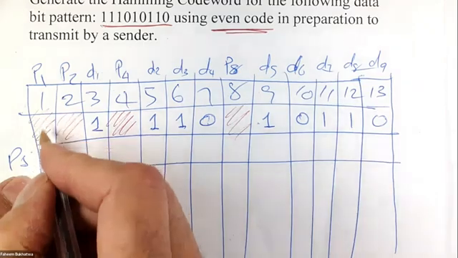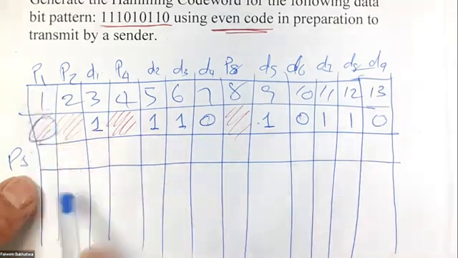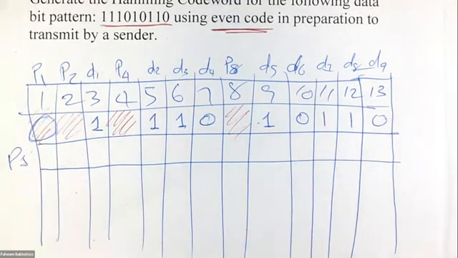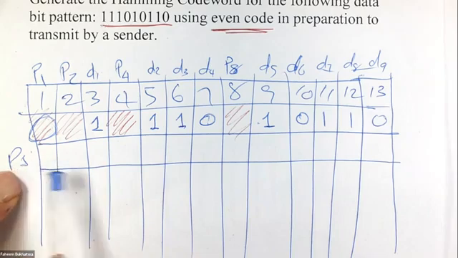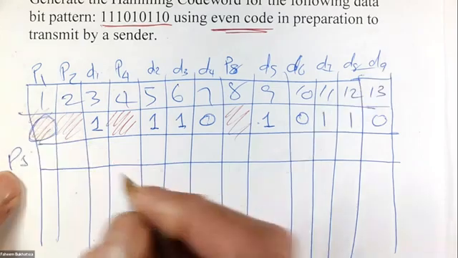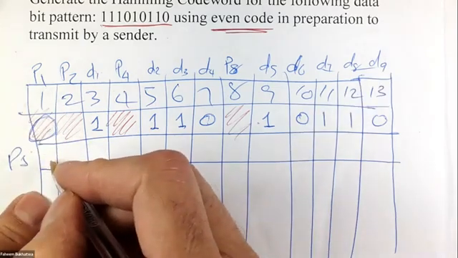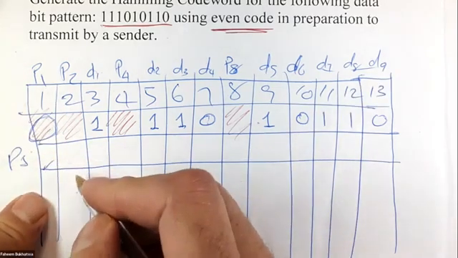For parity 1, this is parity 1. What are we going to put there? A 0 or a 1? We need to determine what bits go with parity 1. Now I have somebody here to help me. Which columns of bits go with parity 1? This one, number 1.